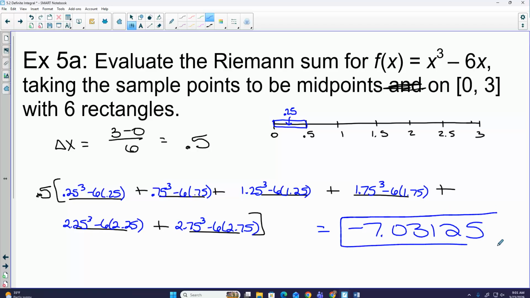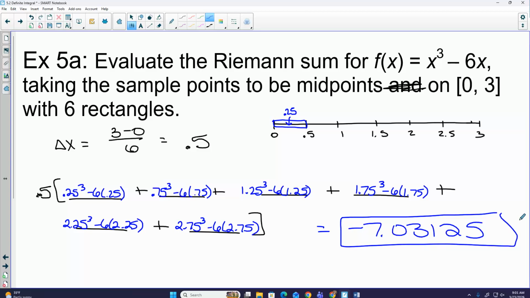I get -7.03125. I don't really know if this is over or under. It will really just depend on the situation. But I do know that it's more accurate than just doing the left or the right-hand sum. All right. Any questions on that one? Does it seem kind of familiar? Hopefully.